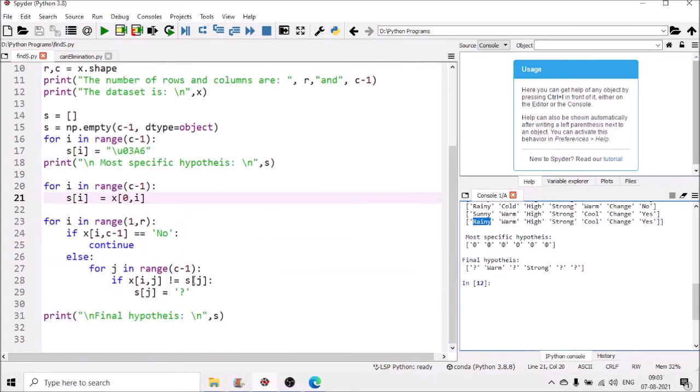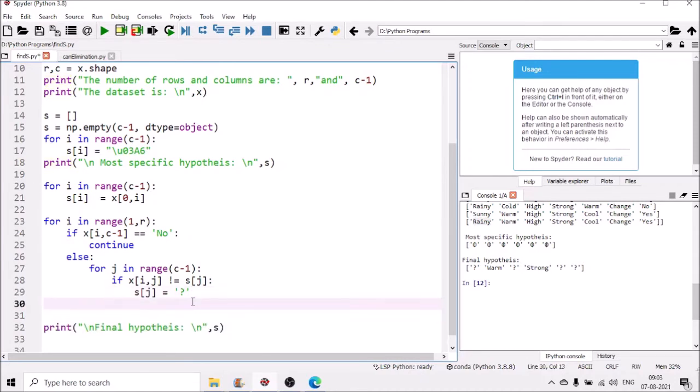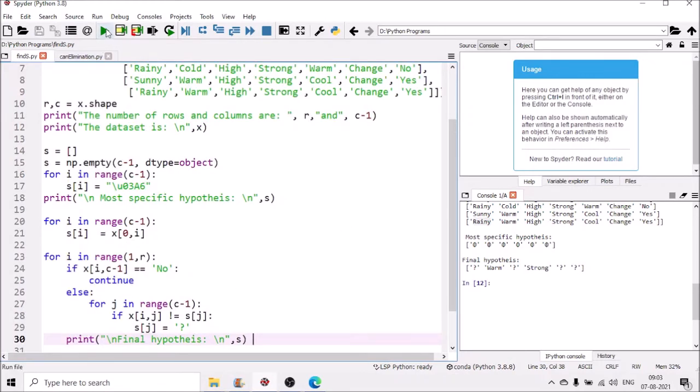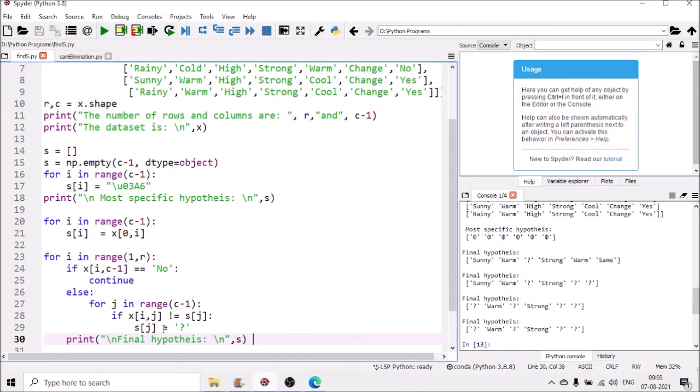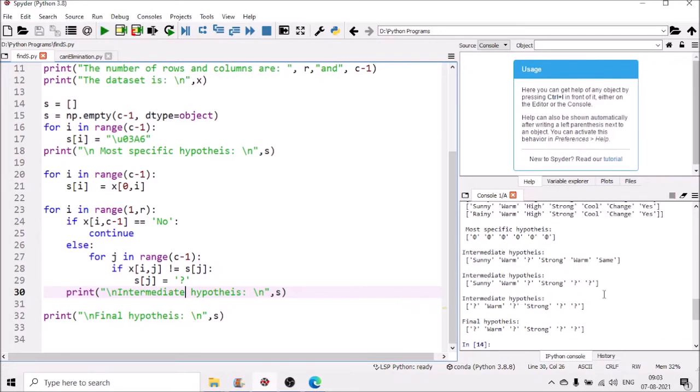Here we can check the present hypothesis value every time. We can copy it and paste it somewhere here, so we can see the difference. We can see all the hypotheses. So instead of the final hypothesis, if you write the intermediate one and execute it, you can see the most specific hypotheses: this is the first one, this is the second one, this is the third one, and this is the final one.